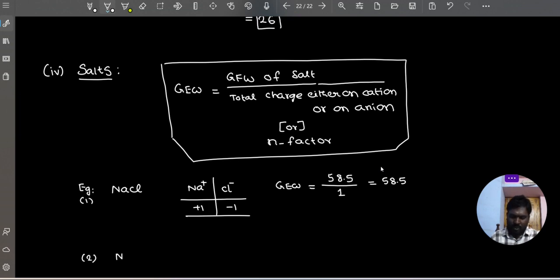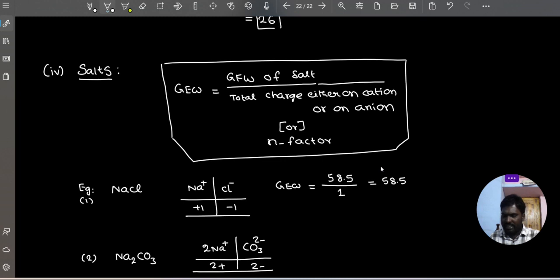Example 2. Sodium carbonate. This is also a salt. How is it breaking? 2Na+ and CO3 2-. Now 2 positive, 2 negative, so n factor is simply 2. Gram equivalent weight equals sodium carbonate formula weight 106 divided by n factor 2, the total charge on cation or anion. So the answer is 53.